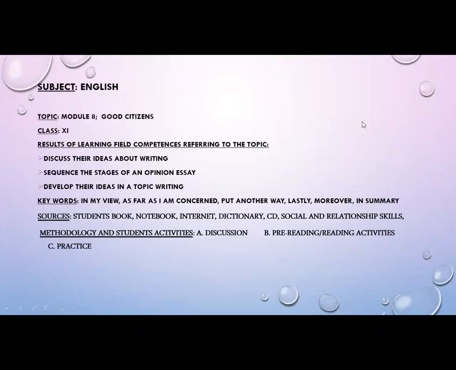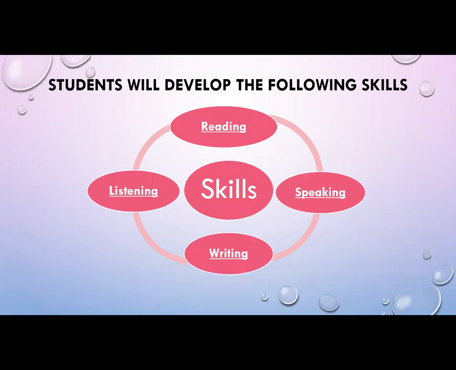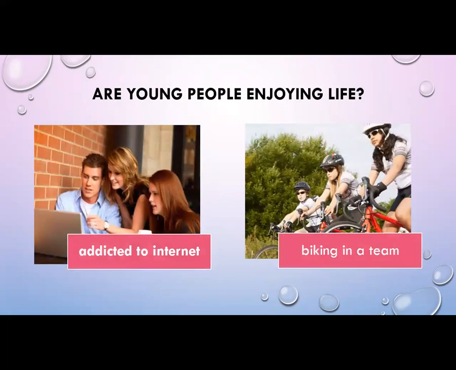Well, by the end of the lesson, you will be able to discuss your ideas about writing, sequence the stages of an opinion essay, and develop your ideas in a topic writing. Some keywords are: in my view, as far as I am concerned, put another way, lastly, moreover, in summary. During the lesson, you will be able to develop the four following skills: reading, listening, speaking, and writing. So let's get started. Are young people enjoying life?